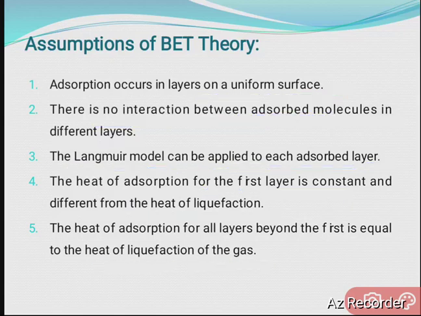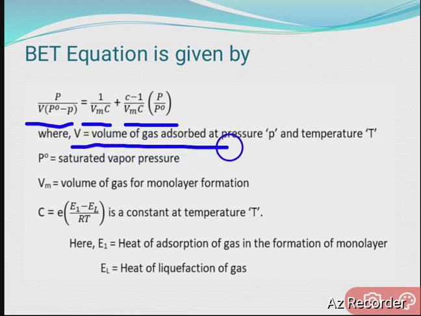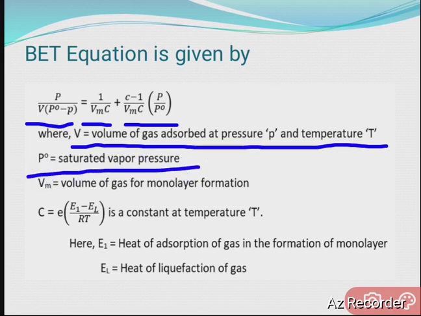So these are the assumptions of the BET theory, and the mathematical expression for the BET theory is given by P divided by V into (P naught minus P) is equal to 1 divided by Vm C plus (C minus 1) divided by Vm C into P divided by P naught, where V is the volume of the gas adsorbed at the pressure P and temperature T, and P naught is the saturated vapor pressure.